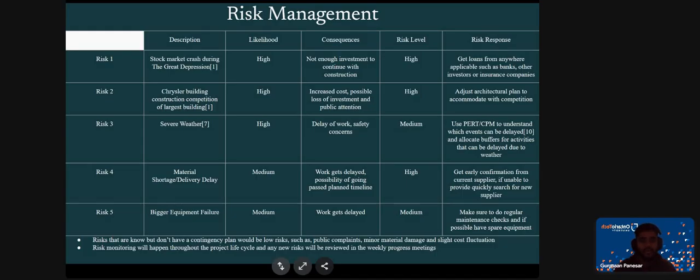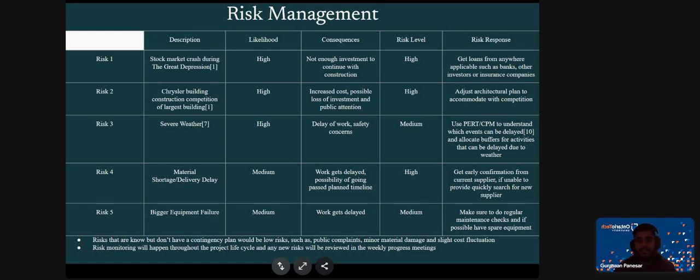The third risk is severe weather. The likelihood is high because it's in New York. This would delay work and raise safety concerns. The risk response would be to use PERT/CPM to understand which events can be delayed and allocate buffers for activities that can be delayed due to weather. Risk 4 is material shortage or delivery delay. This is obviously a possibility. It's immediate, so work can get delayed, with the possibility of going past the planned timeline. The risk response would be to get early confirmation from the current supplier, and if they are unable to provide quickly, search for a new supplier if possible, or, if deliveries are en route, try finding ways to get them here as fast as possible.